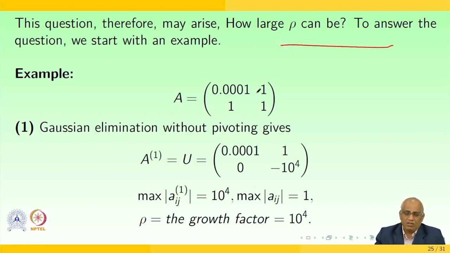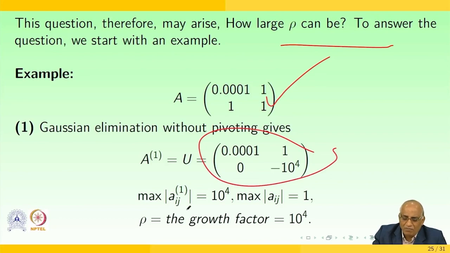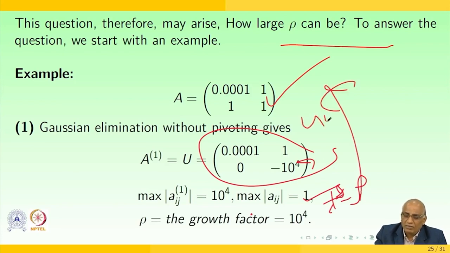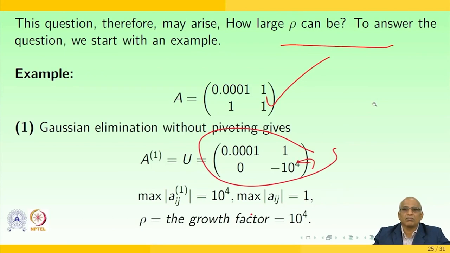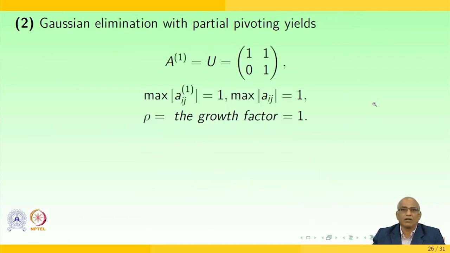Look at this example. A is equal to 0.0001, 1, 1, 1. Now, if you use Gaussian elimination without pivoting, this is the matrix you obtain. The maximum of A1ij is 10 power 4, and the maximum of Aij is 1. So 10 power 4 by 1 is equal to rho, and therefore it is unstable. Gaussian elimination with partial pivoting yields A1 is U, that is 1, 1, so this is the matrix.